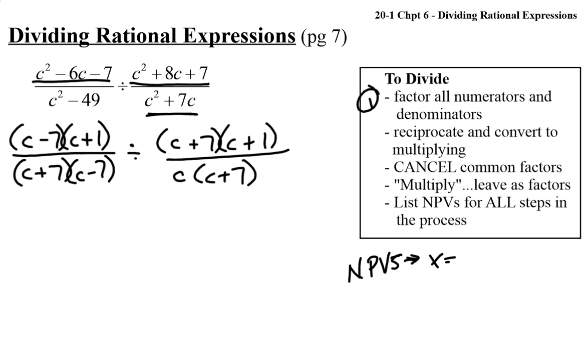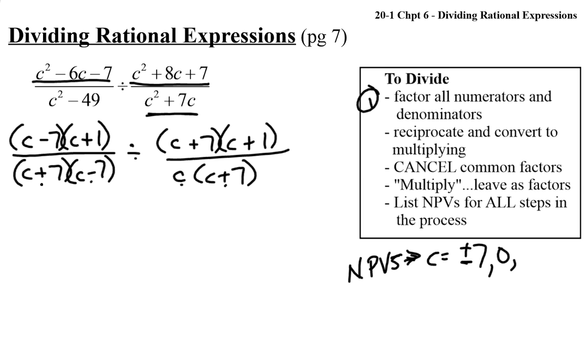I'm going to list my NPVs at this point for this first step. NPVs occur when C is equal to... Well, if that's a 0, that's because C is negative 7. If that's 0, that's because C is positive 7. So positive and negative 7 is one set here. We don't want C to be 0. And again, here we don't want C plus 7 to be 0 or C to be negative 7, which we've already identified. No need to identify again.